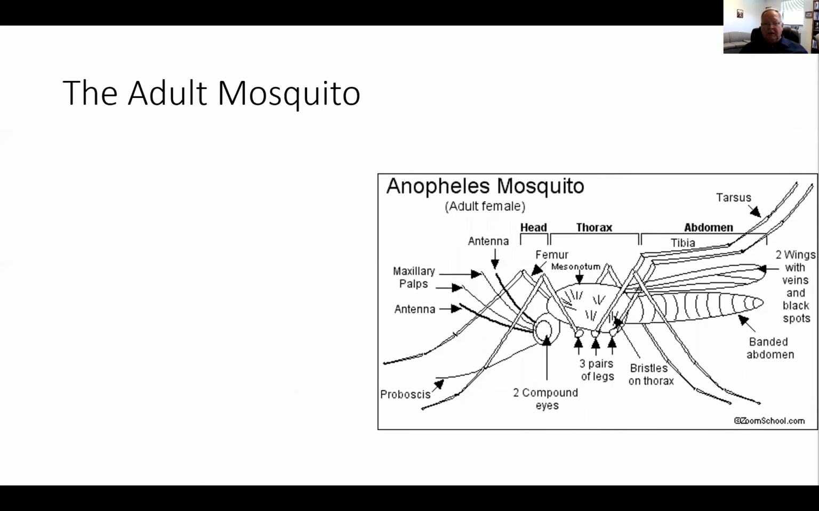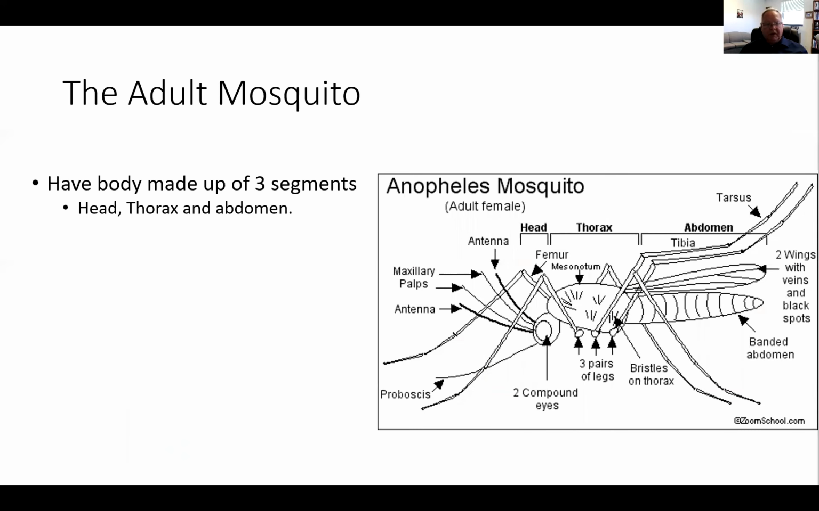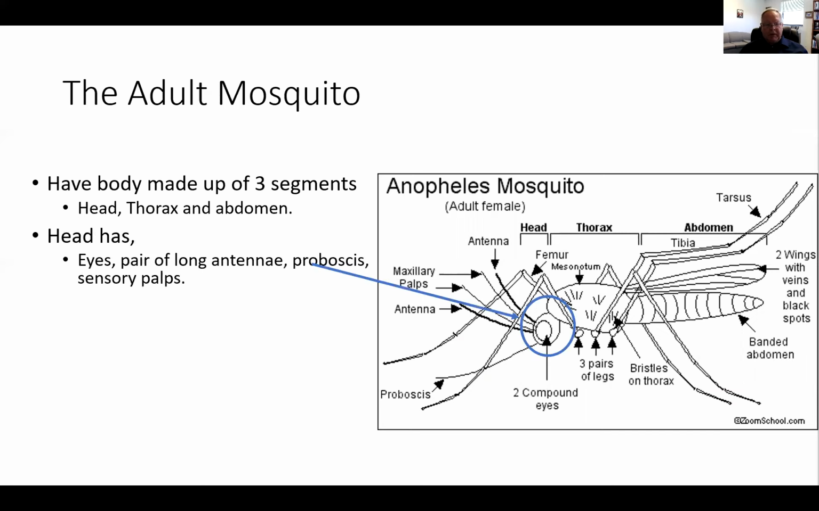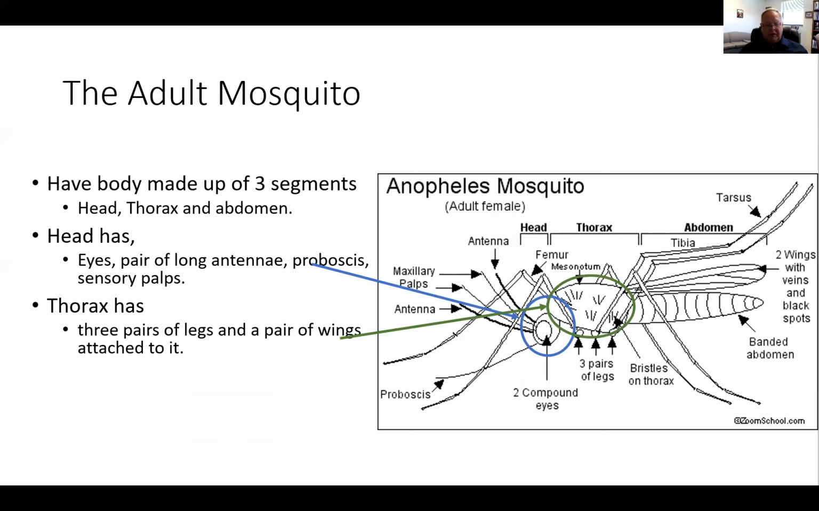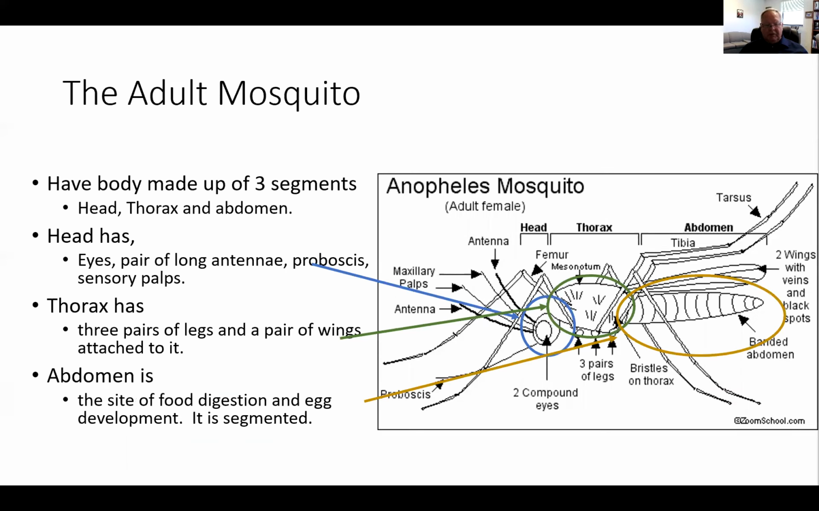Here are some of the things. They have three body parts: the head, thorax, and abdomen. The head has eyes, long antennas, the proboscis, and some sensory palps that allow them to determine the world they live in. The thorax has 3 pairs of legs and a pair of wings attached to it. And then the abdomen is the site for food digestion and egg development, and it is segmented. So just the basic parts.